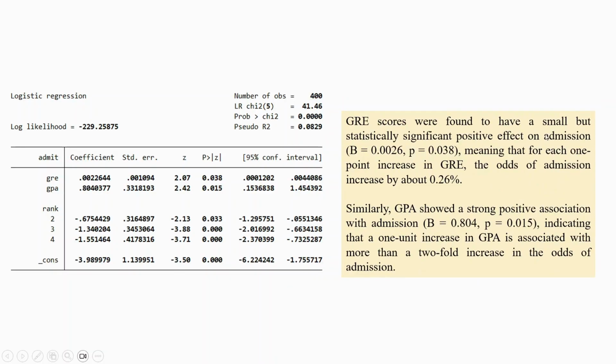GRE scores were found to have a small, see this value 0.022, but statistically significant positive effect. Why? Because this p value is less than 0.05, meaning that for each 1 point increase in GRE, the odds of admission increase by about 0.26%. Similarly, GPA showed a strong positive association with admission because beta is 0.804, p value 0.015 is less than 0.05, indicating that a 1 unit increase in GPA is associated with more than a 2-fold increase in the odds of admission.